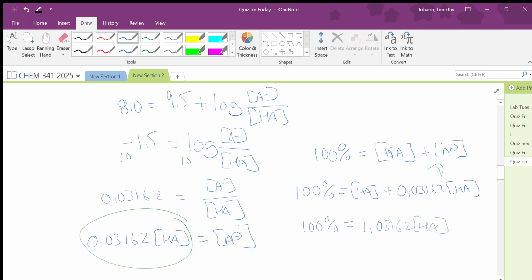And so 100% divided by 1.03162 is equal to 96.9%. So I've got 96.9% of it is HA, which I identified up at the top of the problem, right?